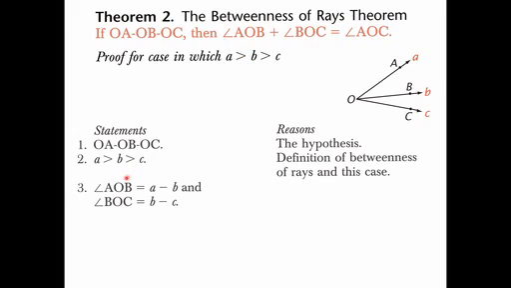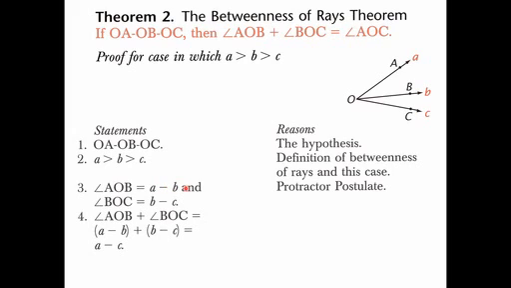Moving on. Looks like we're trying to give the measure of angle AOB right here. What would allow us to say that that's equal to A minus B, looking at the coordinates A minus B? The same thing with the other angle BOC. Have that one? That would be the protractor postulate. Positive number differences, there they are, differences measure angles.